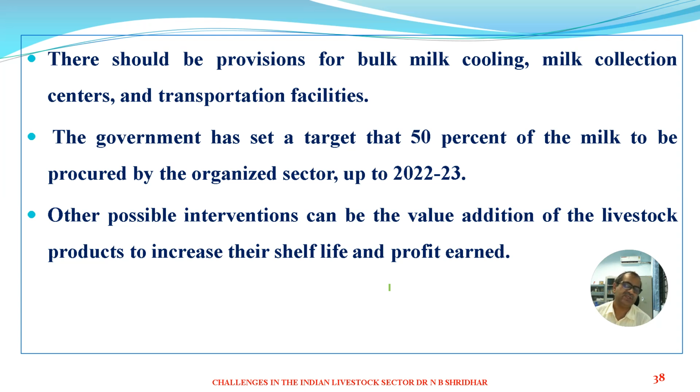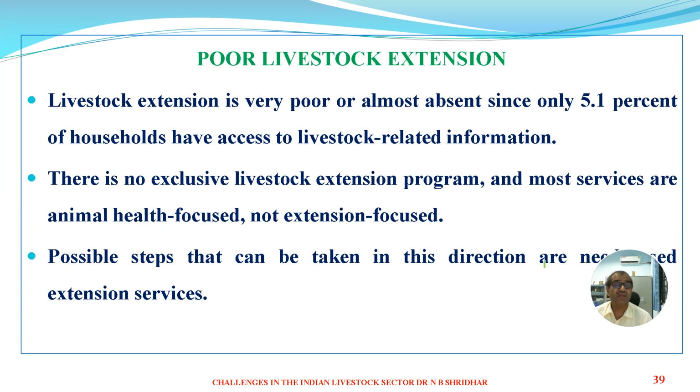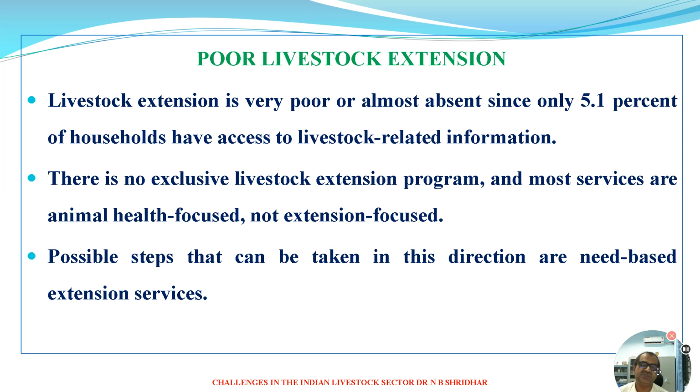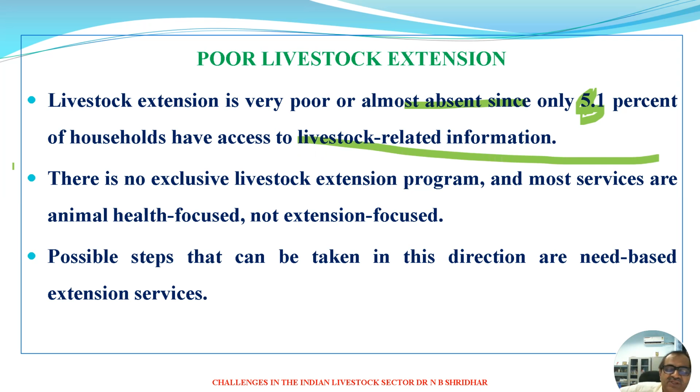Other possible intervention can be the value addition of the livestock products to increase their shelf life and the profit earned also. Then poor livestock extension activities. Of course, the extension activity is very, very poor, almost absent, since only 5.1% of the households have access to livestock related information. It is not reaching to the ground level.